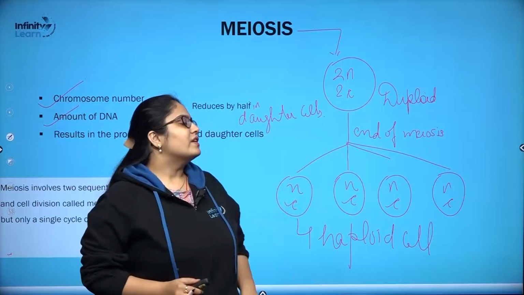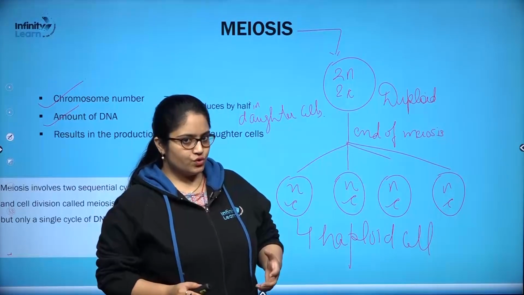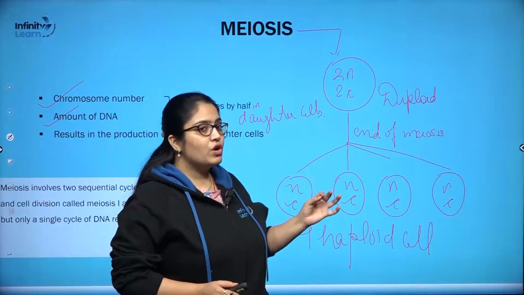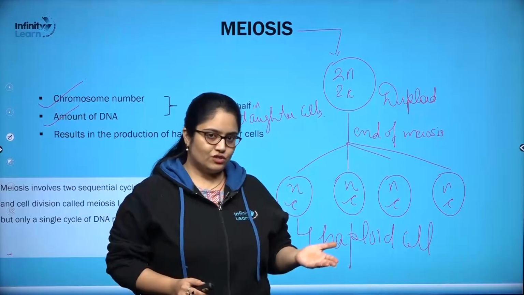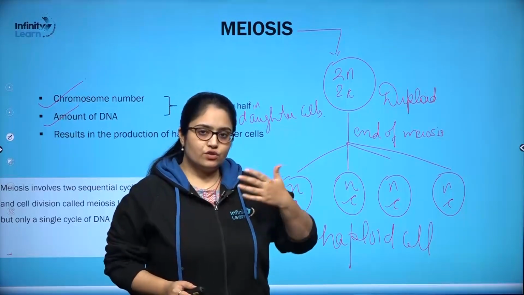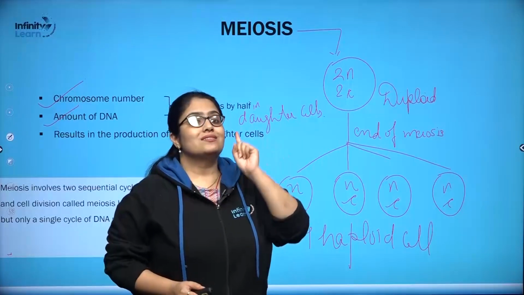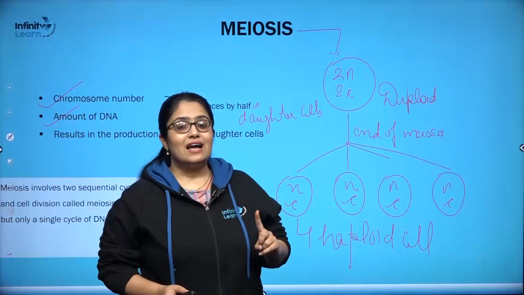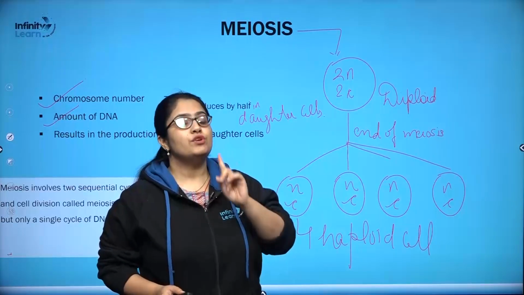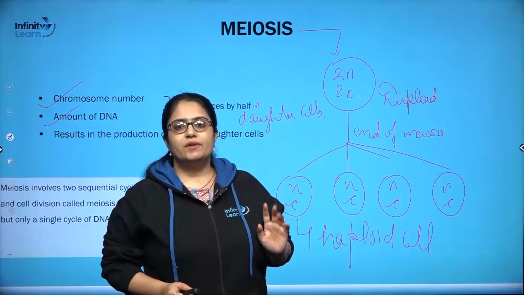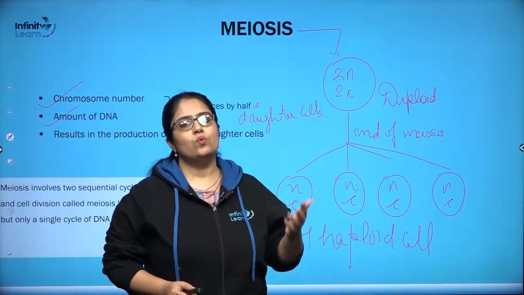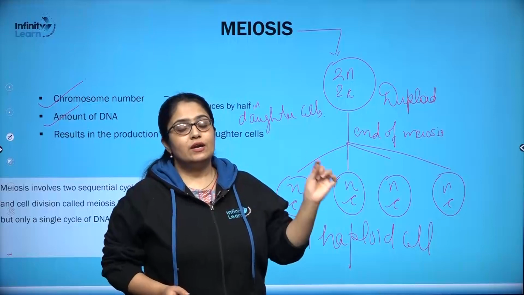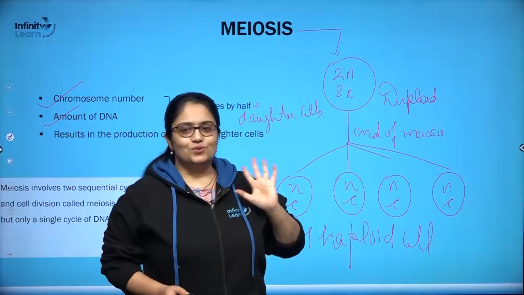So there is meiosis 1 and meiosis 2, and both have karyokinesis and cytokinesis. During meiosis, there are 2 cycles of nuclear division and cytoplasmic division, that means 2 cycles of karyokinesis and cytokinesis, but there is a single cycle of DNA replication. DNA will replicate only once, in the interphase before starting meiosis 1. After completing the interphase, meiosis 1 will start, and there is no DNA replication between meiosis 1 and meiosis 2. That means there is no DNA replication during interkinesis.